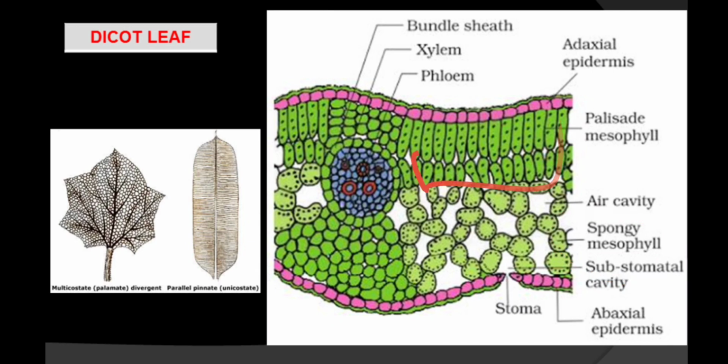The palisade cells contain abundant chloroplasts. So they are the major seat of photosynthetic activity. Spongy parenchyma also contains many chloroplasts, but as compared to the palisade, they are fewer in number in the spongy mesophyll cells. So here the photosynthetic activity takes place in the mesophyll cells.